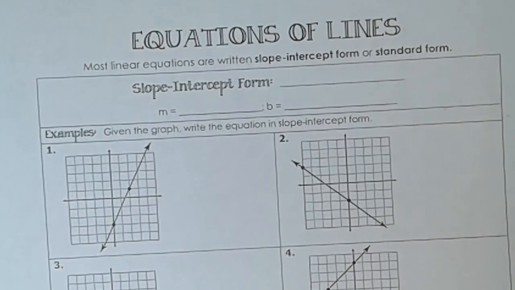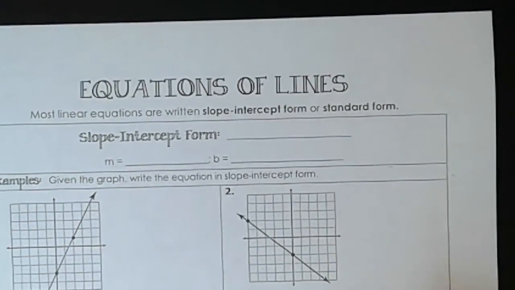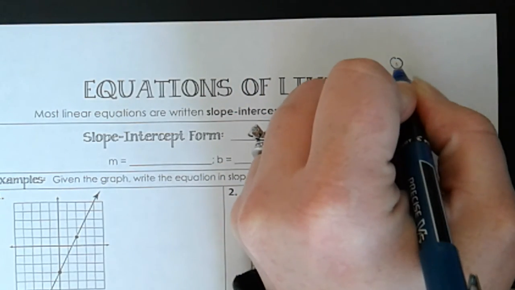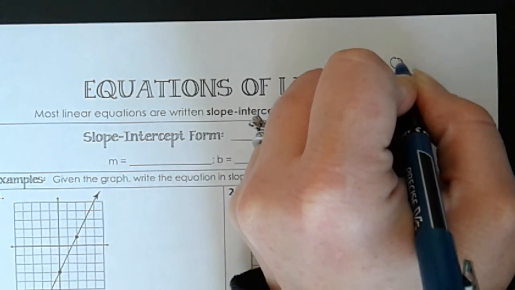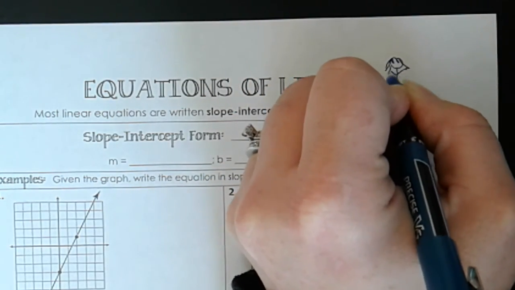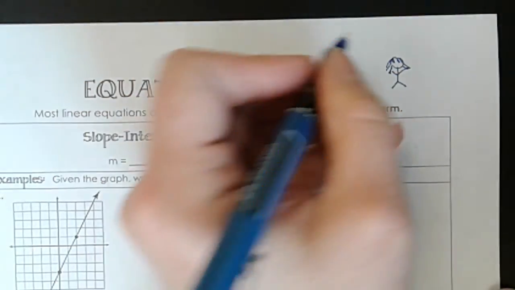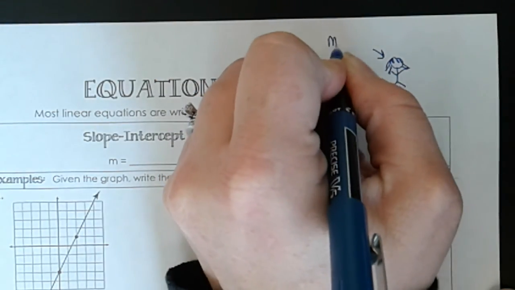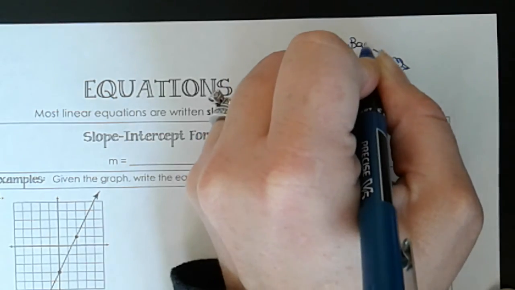All right, guys, we're talking about different forms of lines today. And first, I want you to think about me. You know, I'm super important. There I am. There's Mrs. Barney. Okay, so there's me. And you guys call me Mrs. Barney.